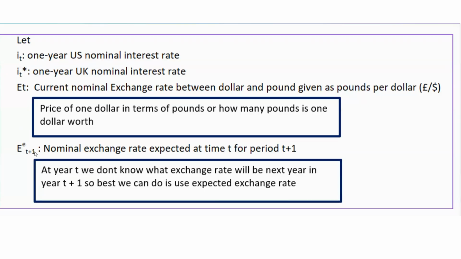Now, E^e_{t+1} is the nominal exchange rate expected at time t for period t+1. So this e means that it is the expected nominal exchange rate, and this t+1 means this is the nominal exchange rate that you expect at time t for period t+1. Now, at year t, we don't know what the exchange rate will be next year, in year t+1. So the best that we can use is the expected exchange rate, and hence the e superscript here.